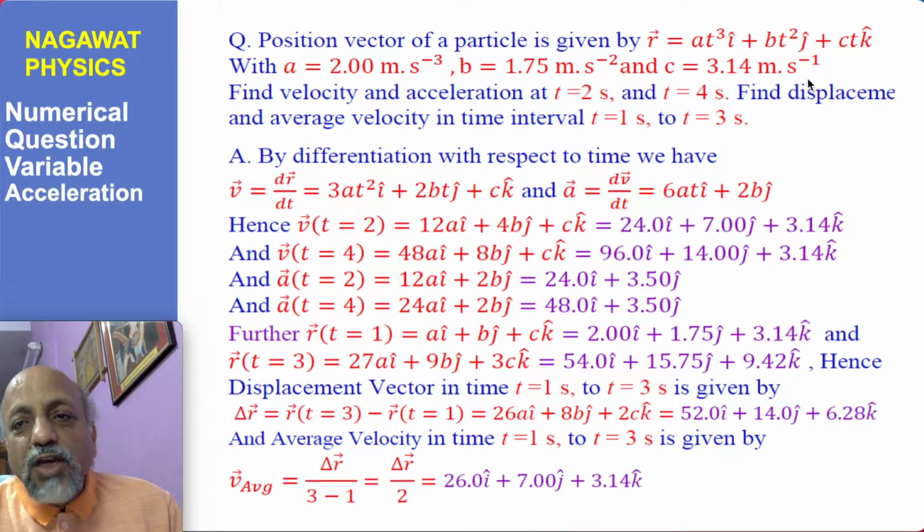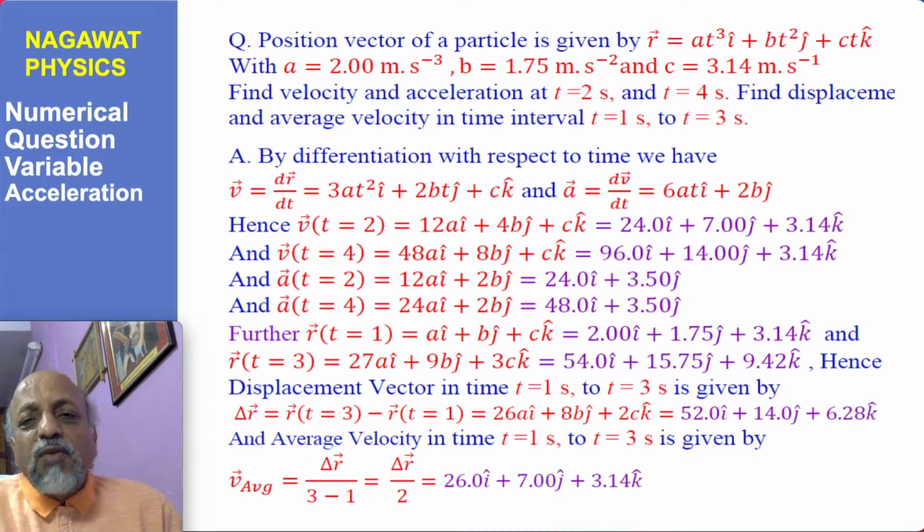So c will have a unit of meter per second, and the value is again given up to 3 significant figures. All the constants a, b and c have been specified up to 3 significant figures in this case. Find velocity and acceleration at t equal to 2.00 second and t equal to 4.00 second. Find displacement and average velocity in the time interval t equal to 1.00 second and t equal to 3.00 second. Here I have mentioned t equal to 2 second and 4 second, but this should be interpreted with 3 significant figures, because in the latter calculation I have used 3 significant figures.